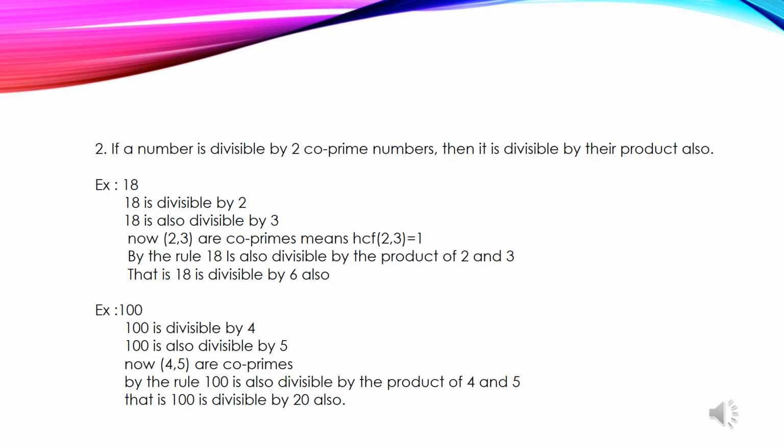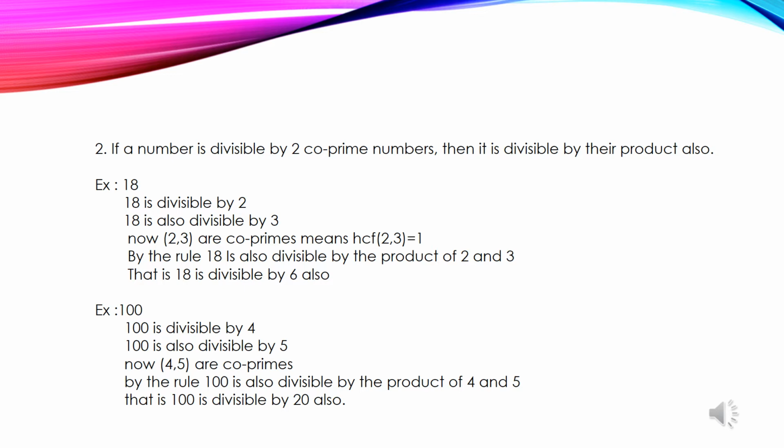The next divisibility rule is that if a number is divisible by two co-prime numbers, then it is divisible by their product also. Yeah, this is a very interesting one children. Let us discuss with the example 18. I am taking 18. So here 18 is divisible by 2. Everyone knows the divisibility rule of 2. And it is also divisible by 3. Means 18 is divisible by 3.